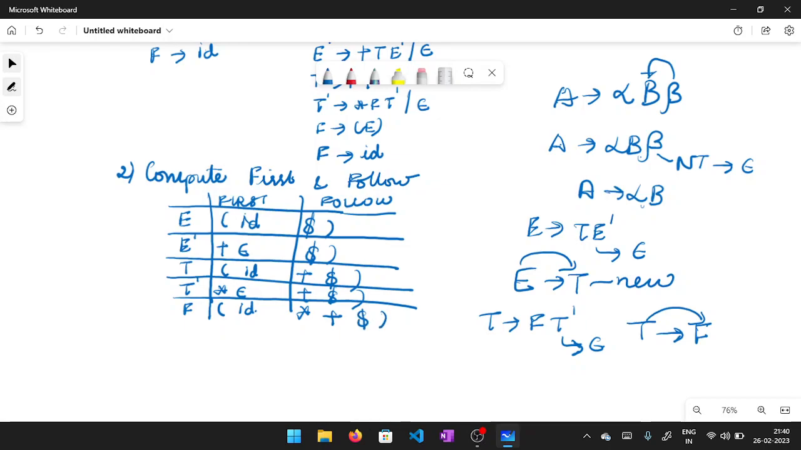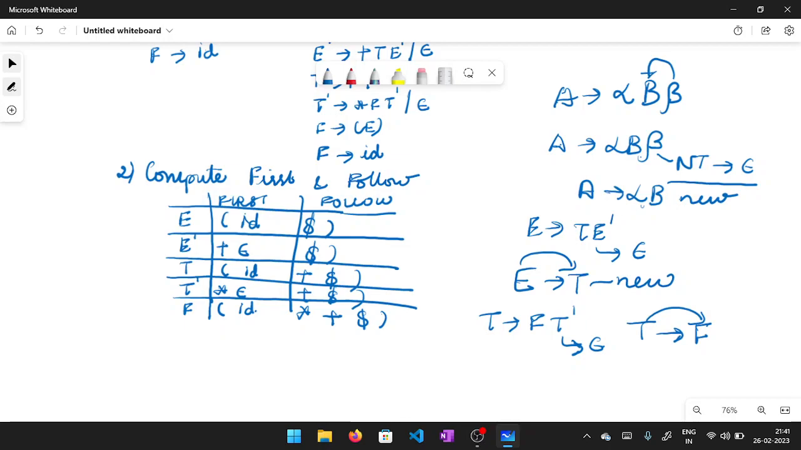So that's all. Follow is over. So I repeat the follow. The starting symbol will have the dollar. Then in the right hand side of the production, whatever follows the non-terminal will come in the follow of the non-terminal. Then if you have a production A tends to alpha B beta, beta is a non-terminal and it leads to epsilon, you will get the new production. Or if you have a production in your grammar where the last symbol is a non-terminal, then follow of A will go to follow of B.